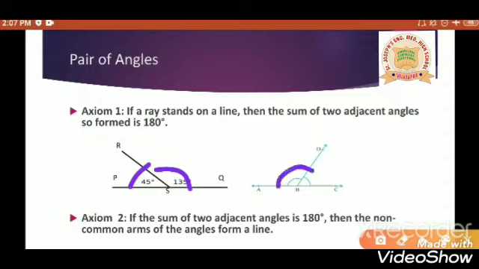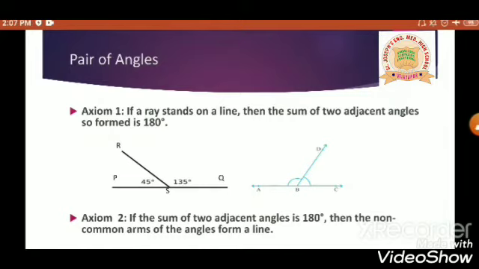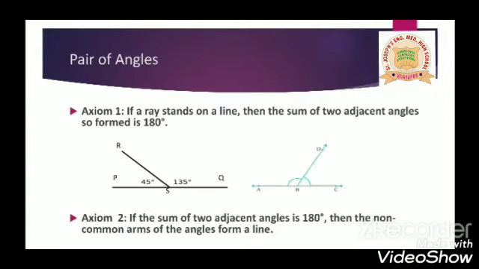Similarly, this plus this should give you 180 degrees. This is what axiom 1 says: if a ray is standing on a line, then the sum of two adjacent angles so formed is 180 degrees. This is what axiom 1 says. So okay, next is axiom 2. What does axiom 2 say?